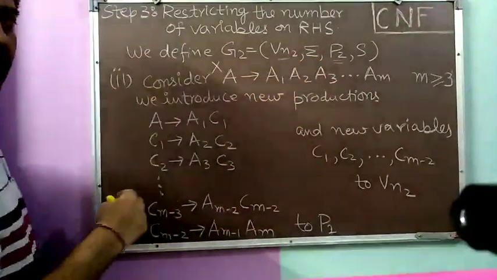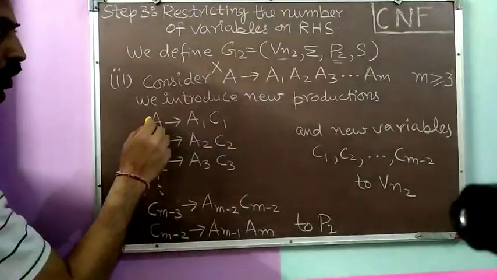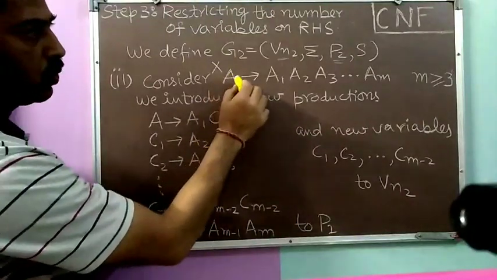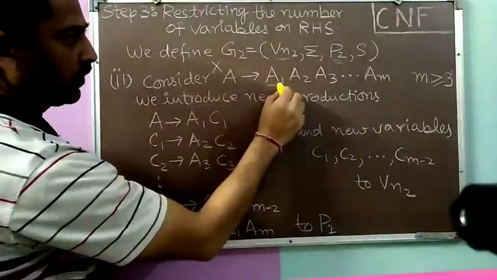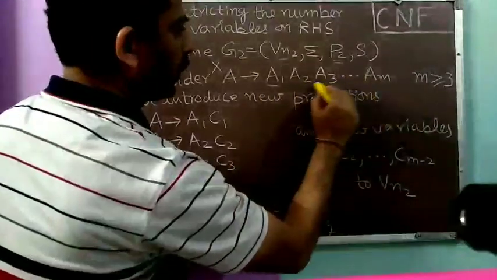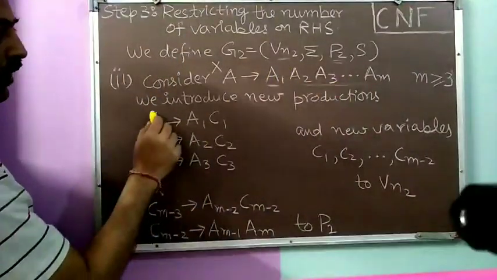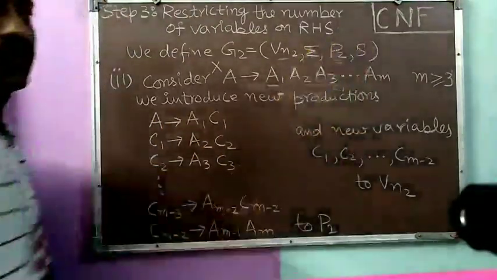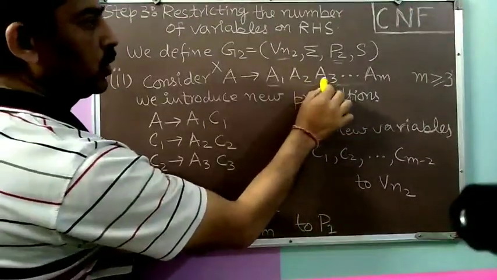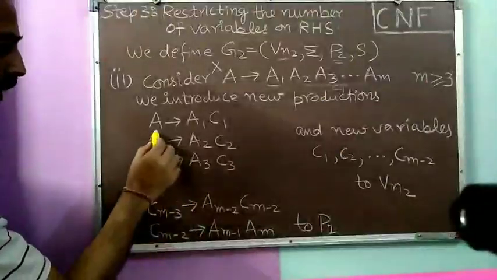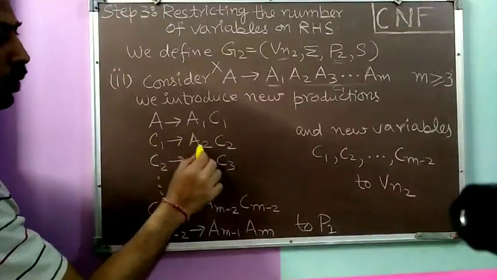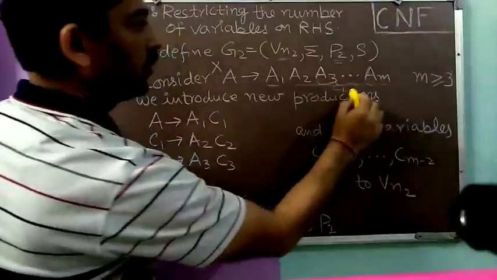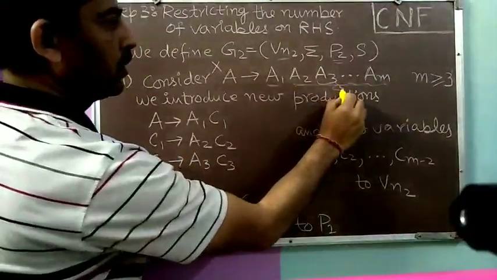So what will be the form of these productions? The form will be A to A1, C1. Here we were to use A1, A2, A3 and so on, so we have taken this A1 and the whole remaining portion we are replacing by C1. That's why we have included A1, C1. Now C1 represents A2, A3 and so on up till AM. So we will replace C1 by A2, C2. The first symbol will take A2 and the remaining portion will become C2.